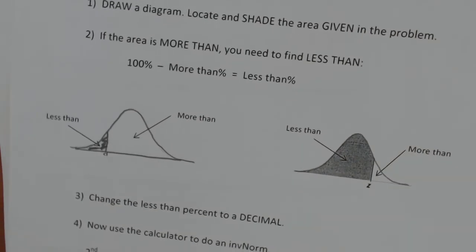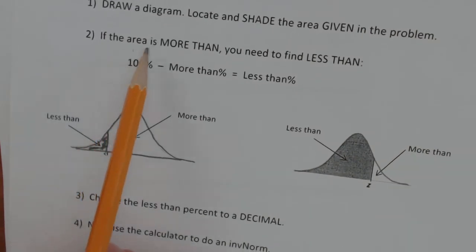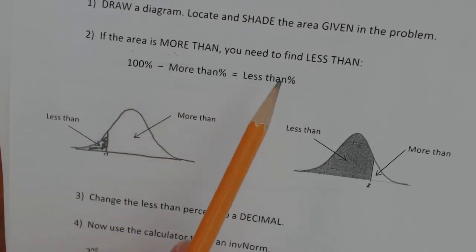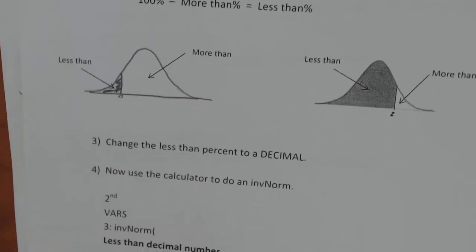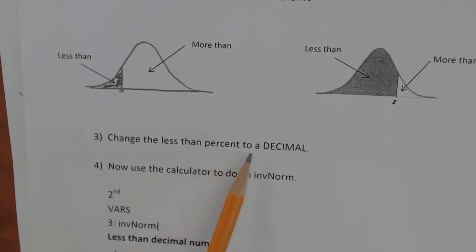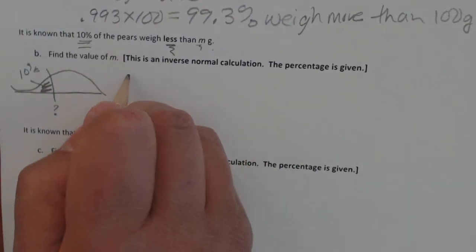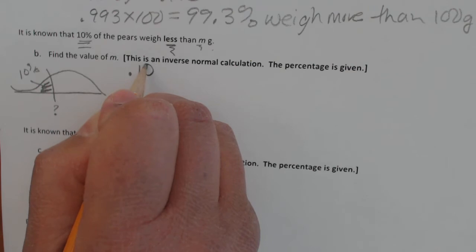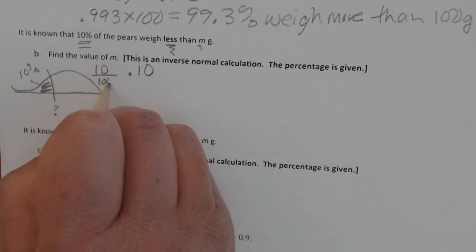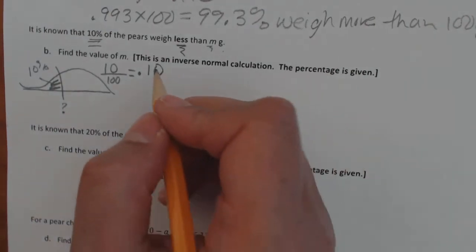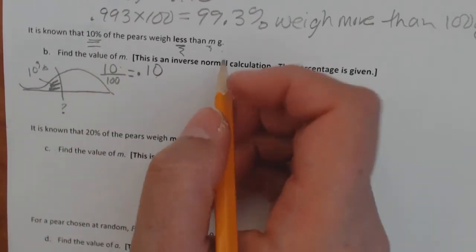So for our steps, going back here, we had to draw the diagram. As you know, the diagram's here. If they give you more than in the question, you need to find less than. We're going to do an example next like that, but we have less than. So what do we do next? Change the less than percent to a decimal, and then we have to follow the calculator steps. So let's change this to a decimal. The decimal would be 0.10. We get that by dividing 10 by 100, or simply moving the decimal point over to the left 2 places.